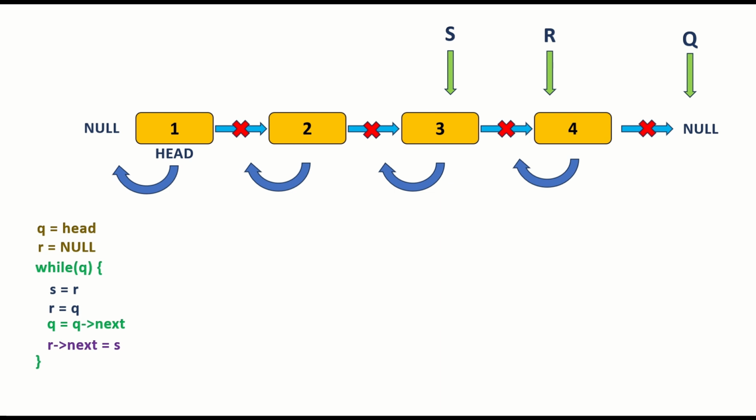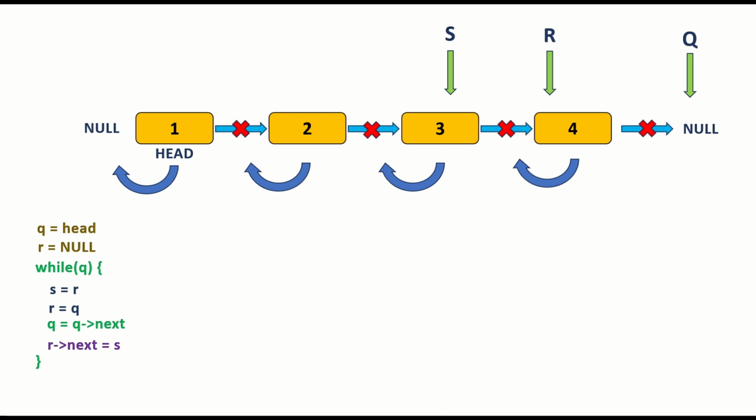Now at this point of time you are seeing that Q has already reached null. It means we have already broken out of the while loop, and the entire linked list is also reversed. The first node, which was the initial head, is now pointing to null, which is also correct.